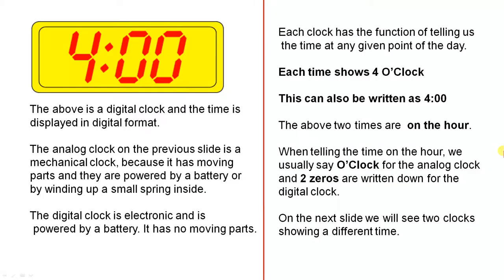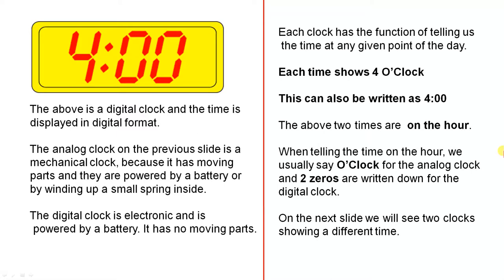The above is a digital clock and the time is displayed in digital format. The analog clock on the previous slide is a mechanical clock because it has moving parts and they are powered by a battery or by winding up a small spring inside. The digital clock is electronic and is powered by a battery. It has no moving parts.